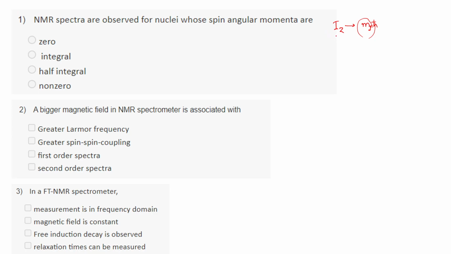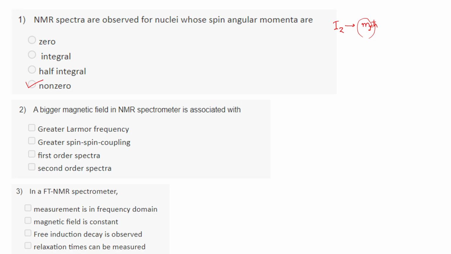So NMR spectra are observed for nuclei with integral, half integral, non-zero, or zero spin. The answer is non-zero, because for half integral obviously you will see something, for integral obviously you will get something, for zero you won't see anything. As it is an MCQ question, only one option is correct, so non-zero covers both half integral and integral.